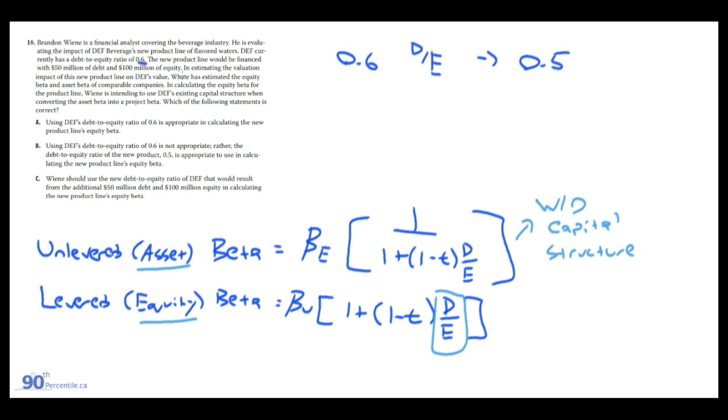In estimating the valuation impact of this new product line on the company's value, the analyst has estimated the equity beta and asset beta of comparable companies. In calculating the equity beta for the product line, the analyst is intending on using the company's existing capital structure, so the 0.6, when converting the asset beta into a project beta. Which of the following statements is correct? Under A, using the company's debt to equity ratio of 0.6 is appropriate in calculating the new product line's equity beta.